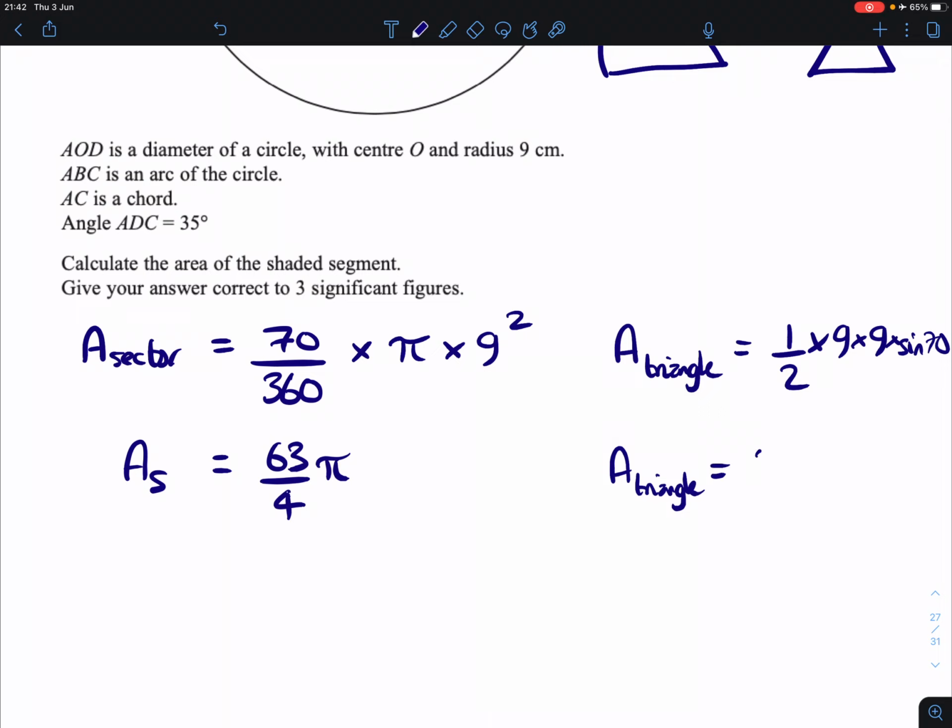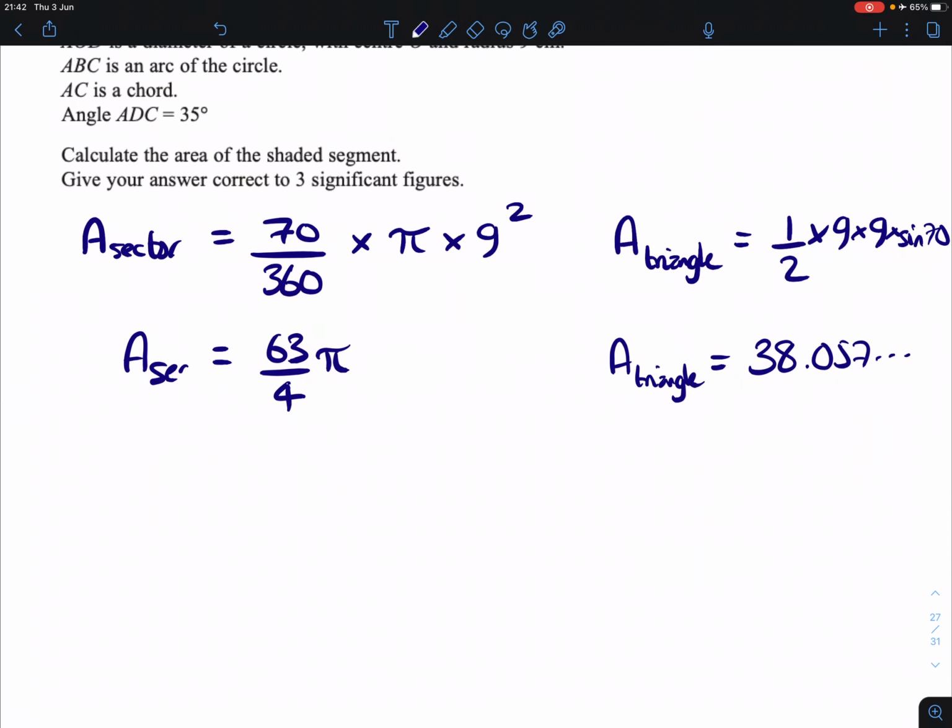The area of the triangle will be 38.057 blah blah blah, and then I want to use the answer button for this in the next calculation, because we're going to do the area of the sector, which I'm going to type in as 63 over 4 pi in the calculator. Then I'm going to subtract the answer button. But of course, for our workings, I would write down 38.057 dot dot dot. You can always write the dot dot dot just to show that you are using the answer button, basically.